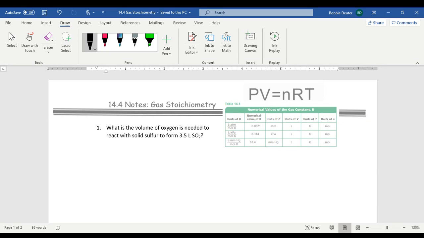Okay, so we are going to talk about gas stoichiometry. I know you thought you got away from it, but it reels you right back in. A couple things with gas stoichiometry.